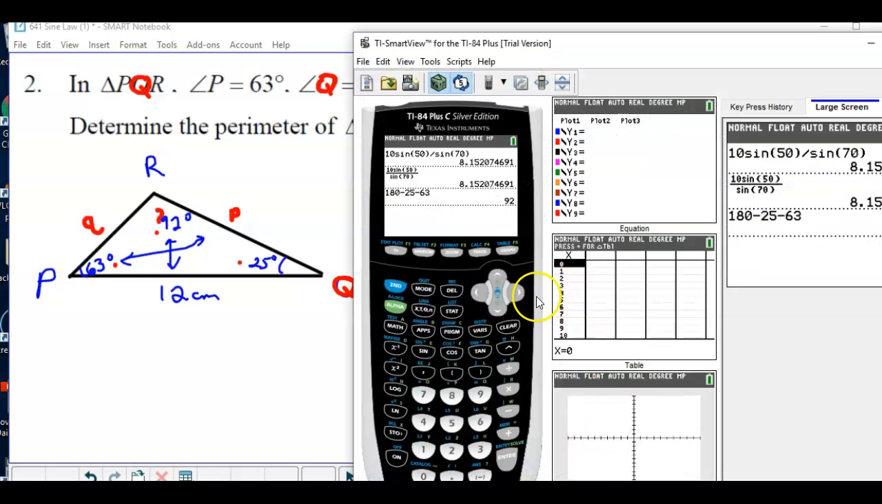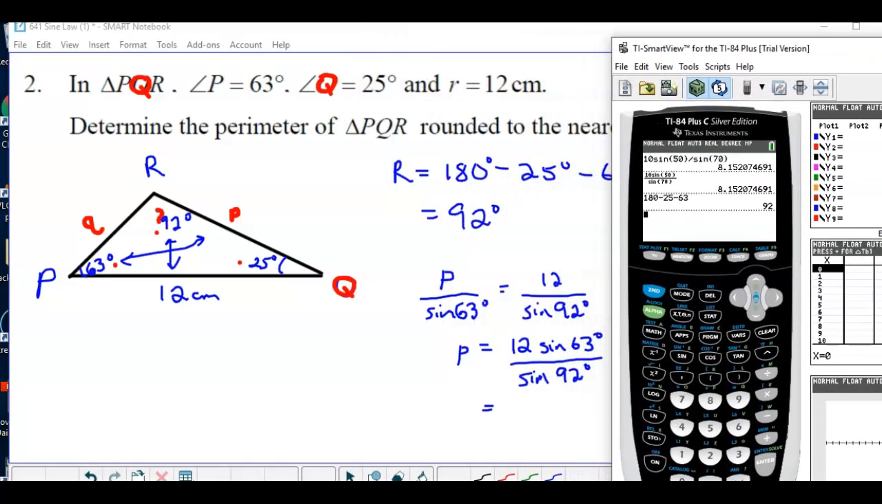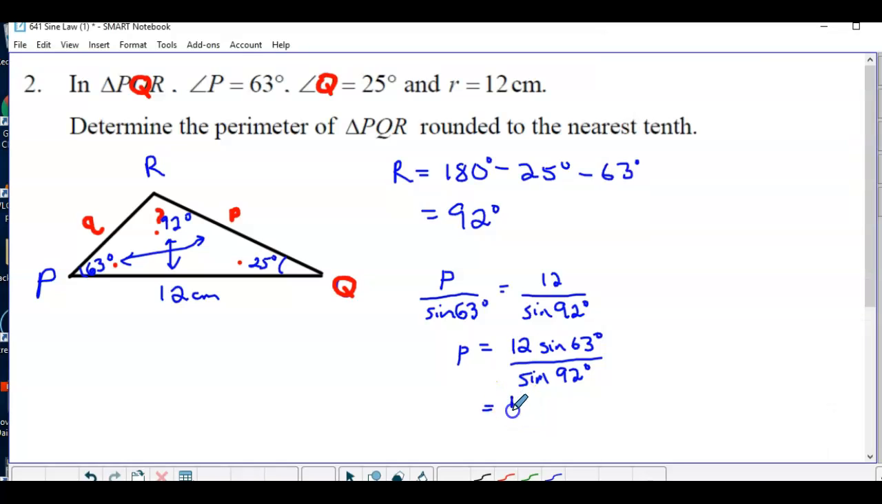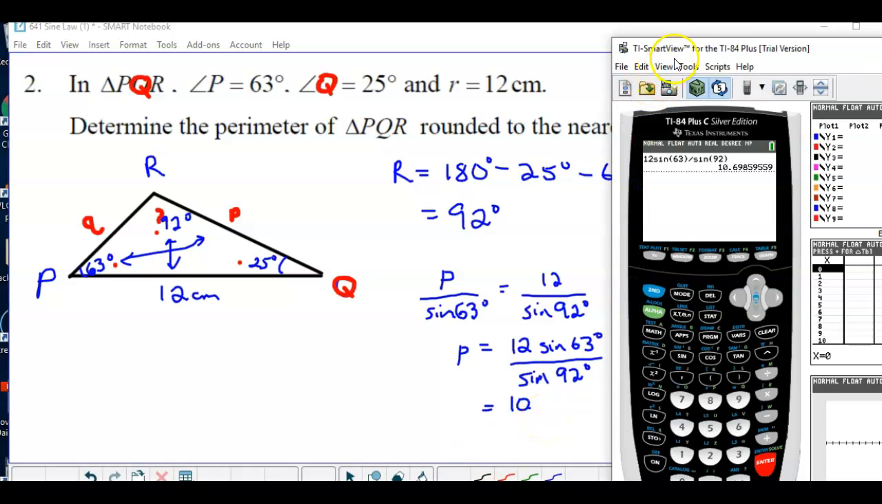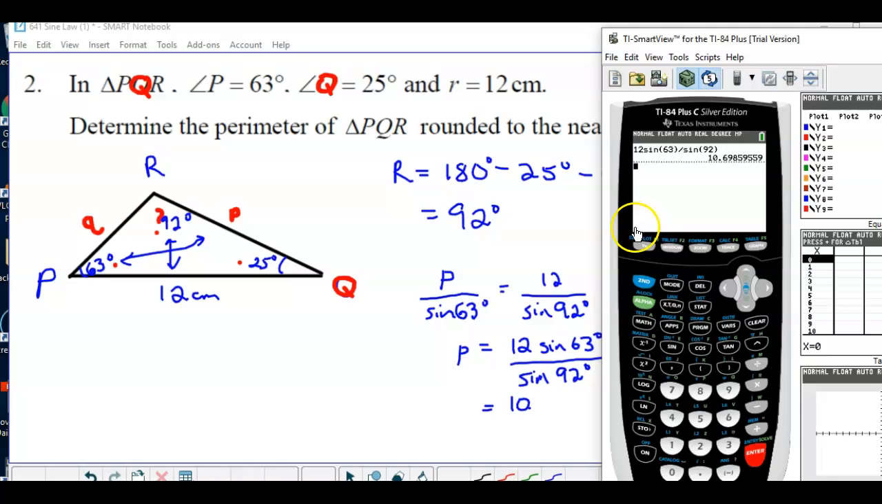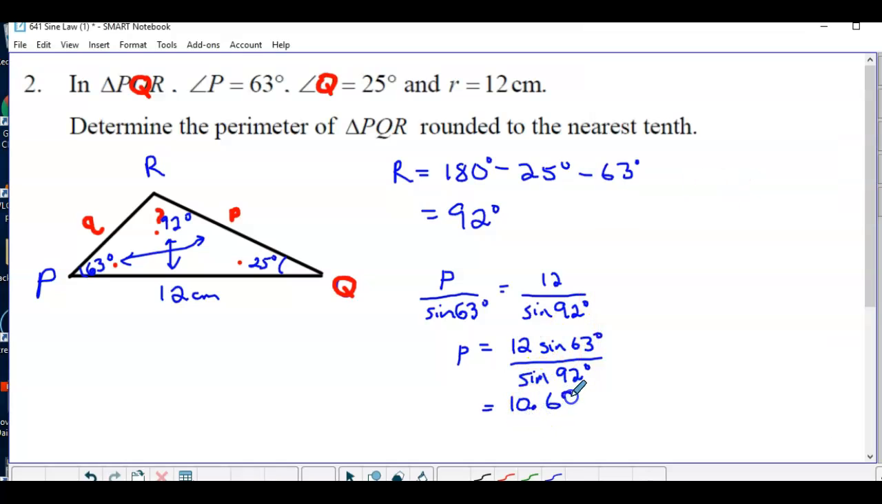And get out your calculator. Okay, and I'm going to go 12 sine 63 divided by sine of 92. Okay, and that's 10.699. Now, this is not my final answer, so I'm going to keep 3 decimal places, because it says round your final answer to the nearest tenth, so I like to go 2 more decimal places. Now it is on your calculator, but this is a backup in case you clear your calculator and lose the value or something like that.